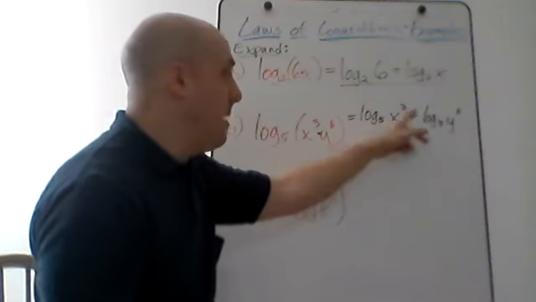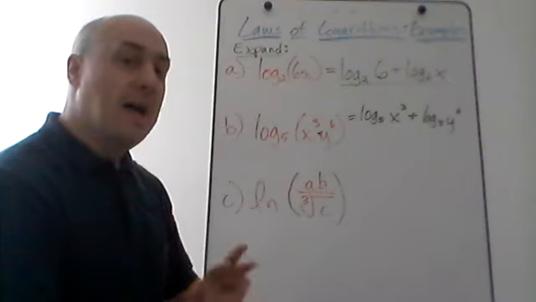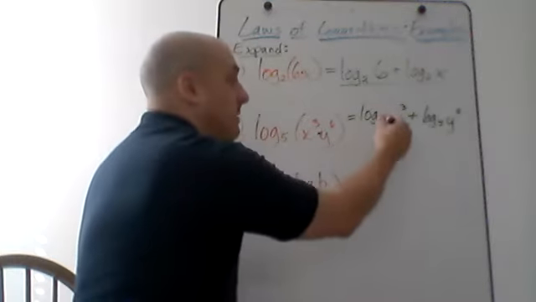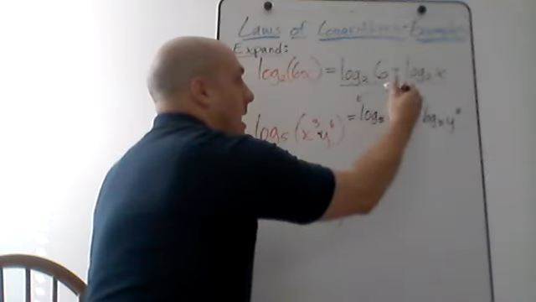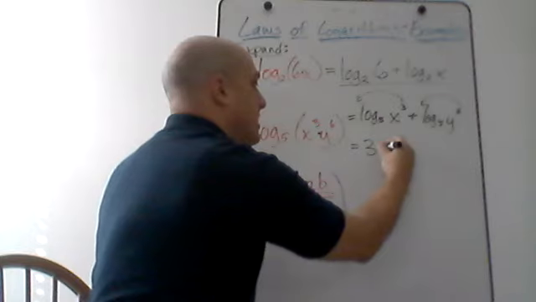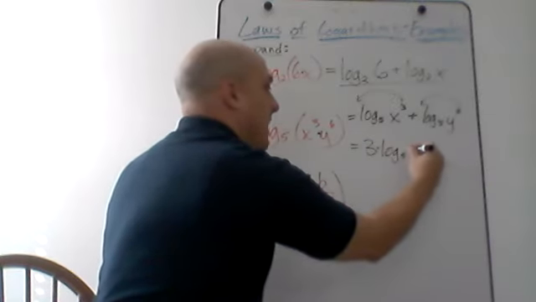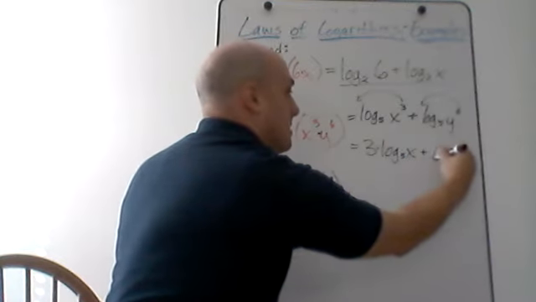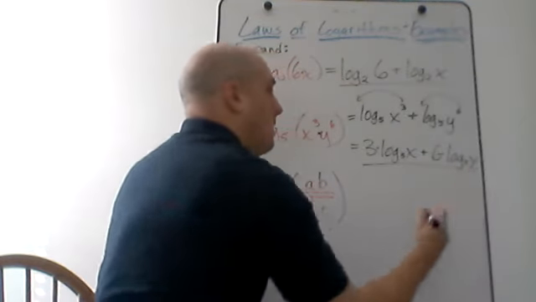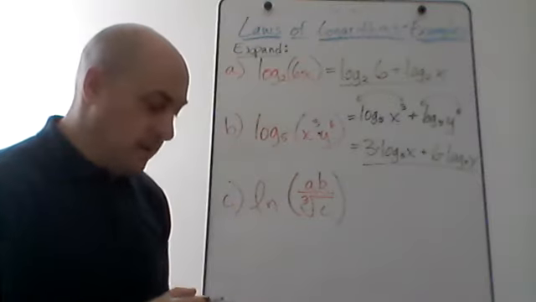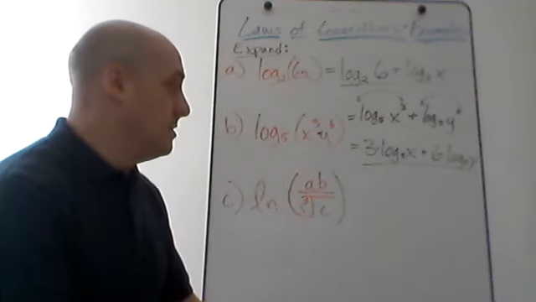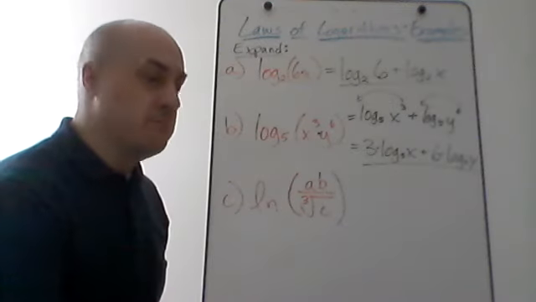Since the things inside my logarithms here are being raised to powers, I can use that third law of logarithms that we talked about on the other video, which says if I have a log of something raised to a power, I can bring that power out into the front. So this is going to be 3 times log base 5 of x plus 6 times log base 5 of y. And now I have expanded that logarithmic expression completely. That's everything I can do to expand it as much as possible.